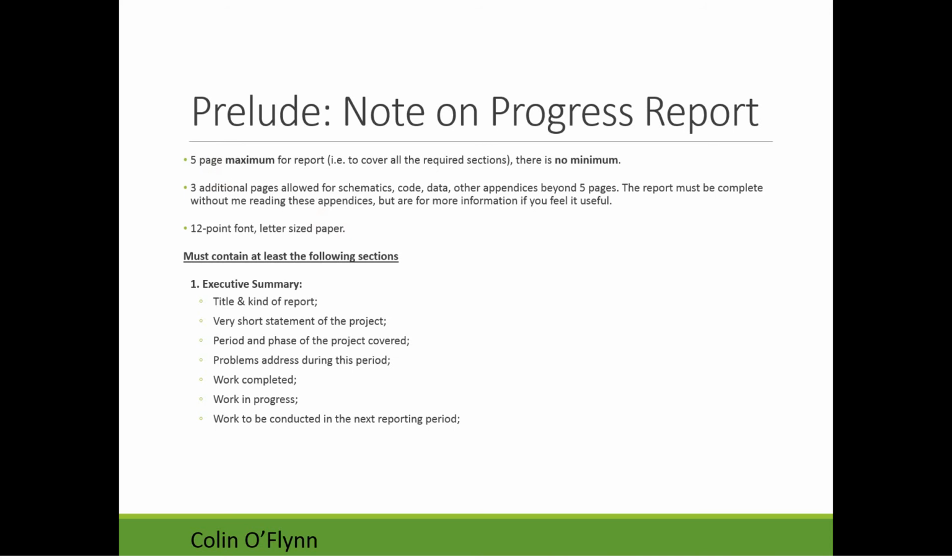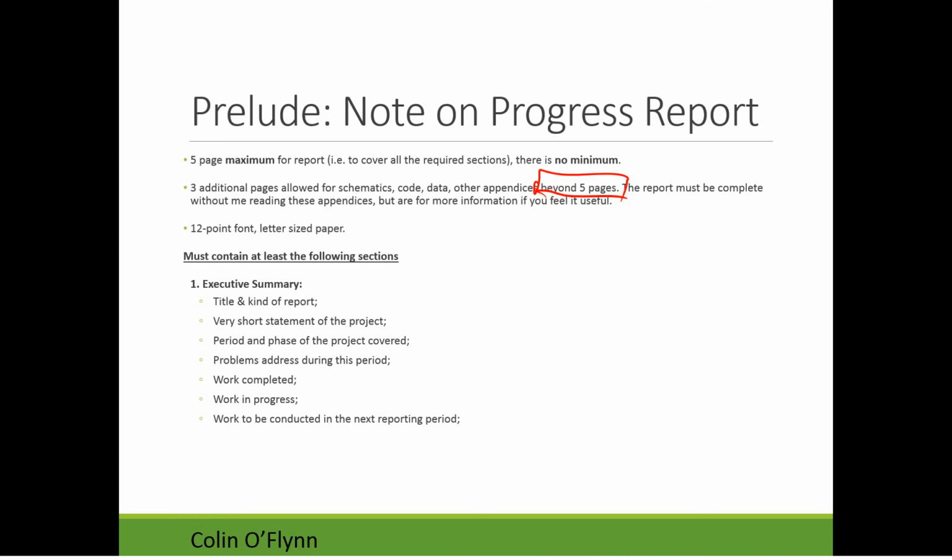I don't have to read the additional 3 pages, but this could be stuff like code, so you say, here's an example of a routine I'm going to use, or here's some data from a proof of concept test we did. Something that I don't necessarily need, but if I want to believe you more, it would be useful. So they're more for information, but I won't read anything beyond the absolute maximum of 5 pages, and I encourage you to try to be as brief as possible and cover all the topics.